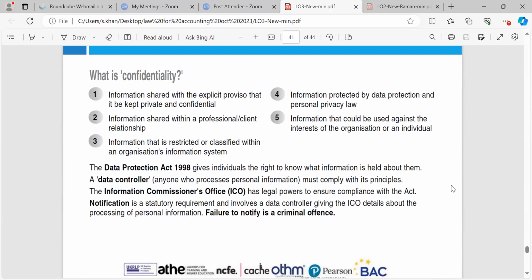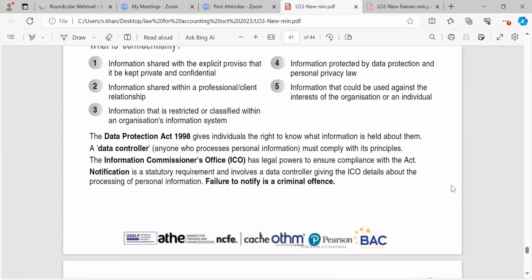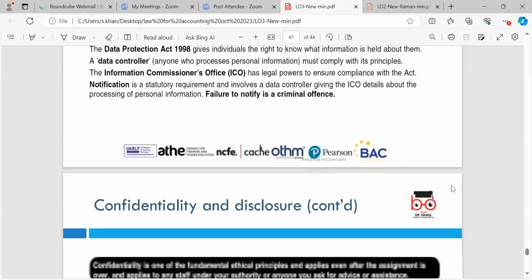The Data Protection Act 1998 gives individuals rights to know what information is held about them. A data controller must comply with its principles, and the Information Commissioner's Office, ICO, has legal powers to ensure compliance with the Act. Notification is a statutory requirement, involves a data controller giving the ICO details about processing of personal information, and failure to notify is a criminal offence.